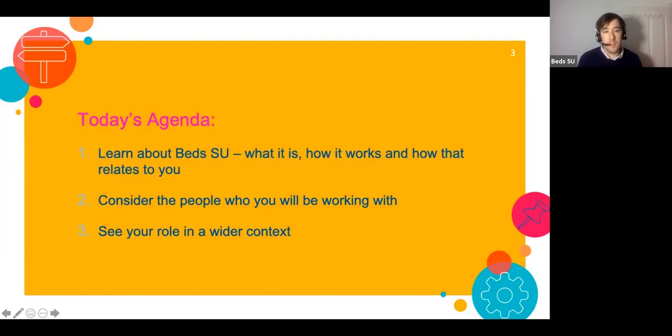So today's agenda, the aim of today is to learn about BEDS SU, what it is, how it works, and how it relates to you, especially if you are an executive officer. It's also to consider the people you'll be working with if you are successfully elected, and to see your role as an elected representative in the wider context.